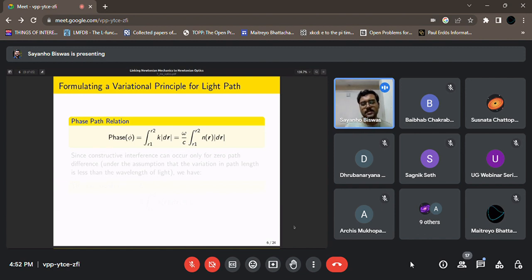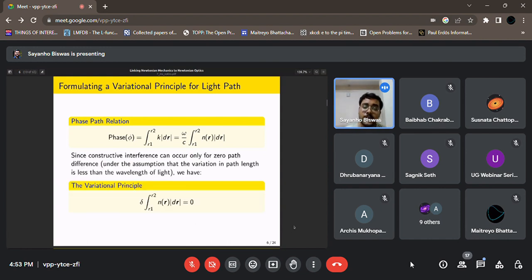It's a coherent source, so the frequency of the light wave is a constant. c, the speed of light in vacuum, is a constant that comes out of the integral. And we have the change in phase, delta phi, from the start to the end point, which is omega by c times the integral of refractive index as a function of space, n(r), modulus dr. Why mod dr? Because we are taking the magnitude of the path length, the entire path length we are going through. Okay, good enough.